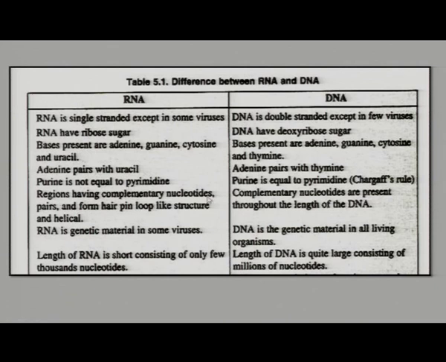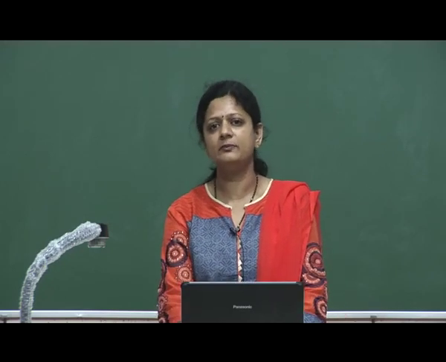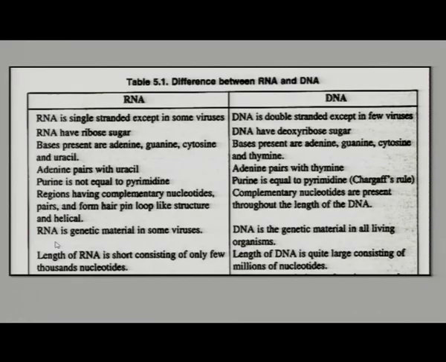Regions having complementary nucleotides pair and form hairpin loop like structures and helices. The whole RNA is not double stranded, but some of the regions have complementary sequences, that is why they form hairpin like structures. RNA is the genetic material in some viruses, while DNA is the genetic material in all living organisms except some viruses. If we compare the length of DNA and RNA, the length of RNA is very much shorter than that of the DNA. So, these are some differences between RNA and DNA.